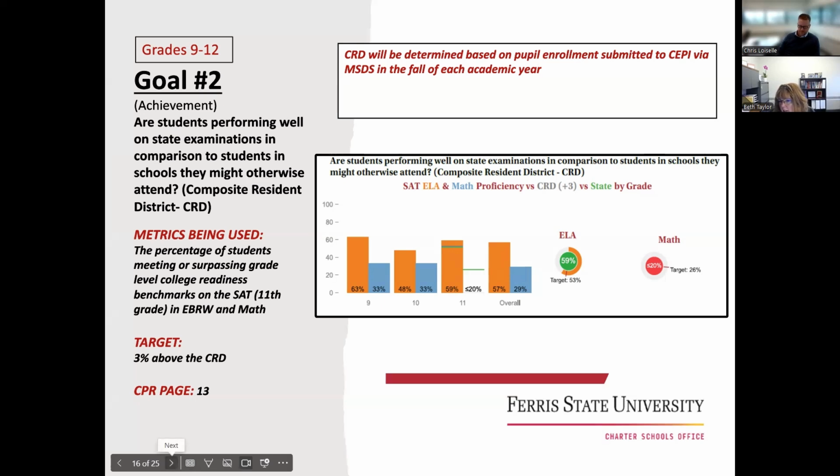So in this case, there was a target of 53% for ELA. The Academy had a 59%, which meant that they met their goal. In math, the target was 26. They had a score that we could not share due to FERPA, but they did not meet.